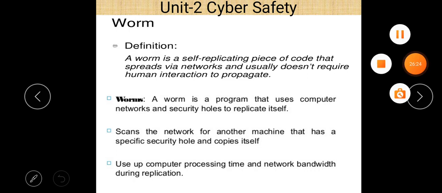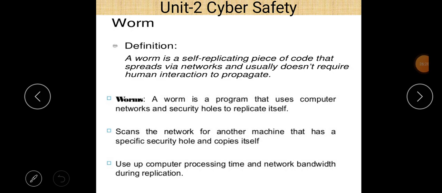Our next topic is worm. So what is a worm? A worm is a self-replicating piece of code that spreads via networks and usually doesn't require human interaction to propagate. So worms are malware that replicate themselves. They don't damage the data, but they eat the memory. That's why it is considered malware.